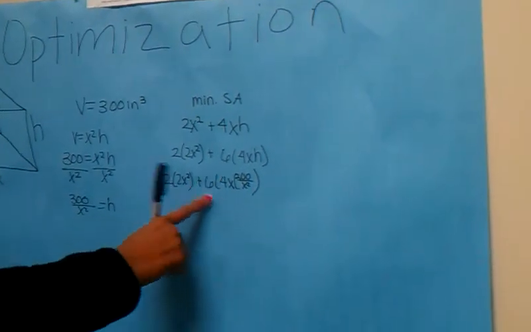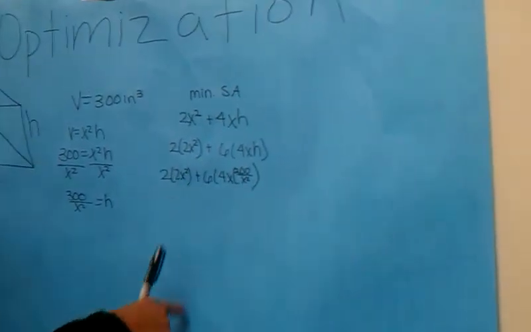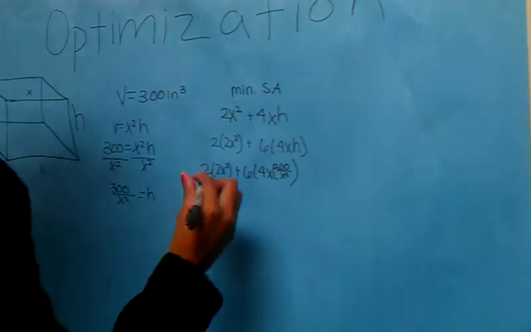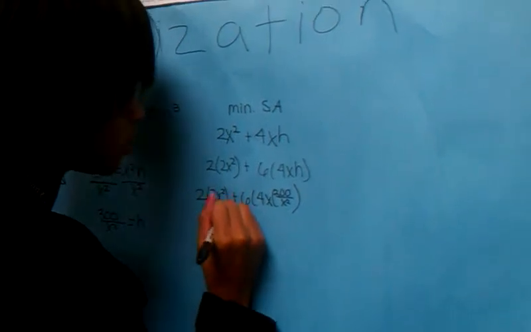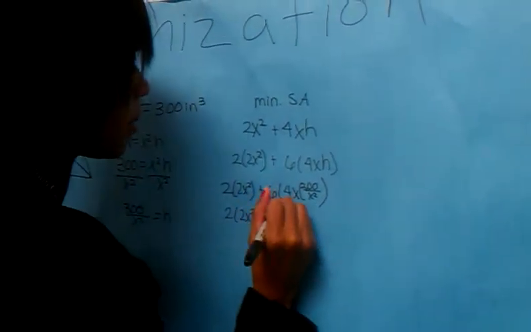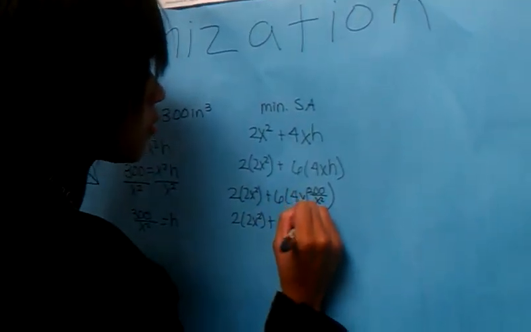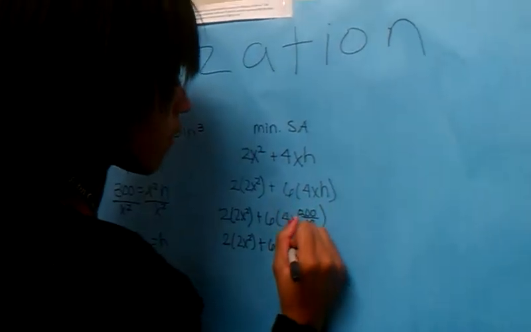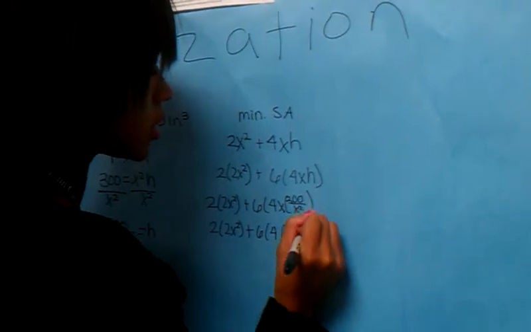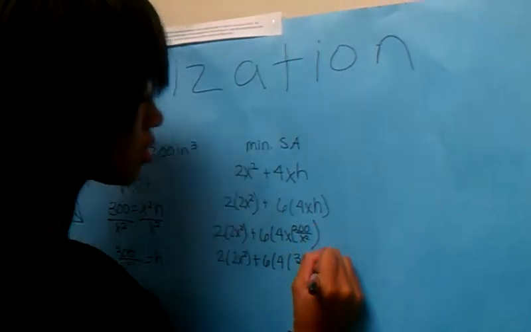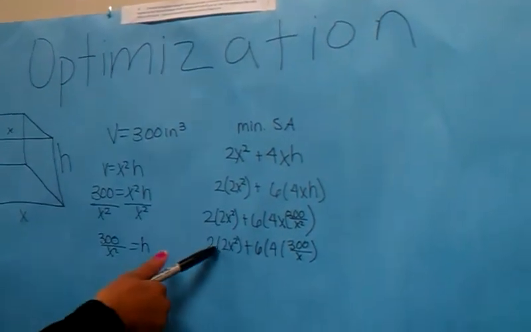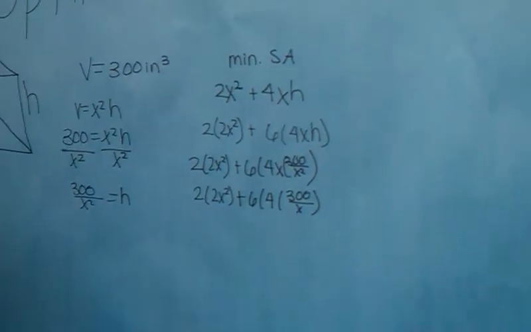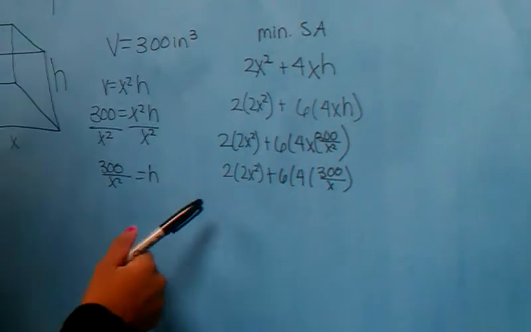And this is our equation, and we're going to begin to simplify. And we'll cancel out one of the x's. We'll be left with 2 times 2x squared plus 6 times 4 over 300x. And this is our simplified equation. And we're just going to go ahead and distribute and begin to derive.